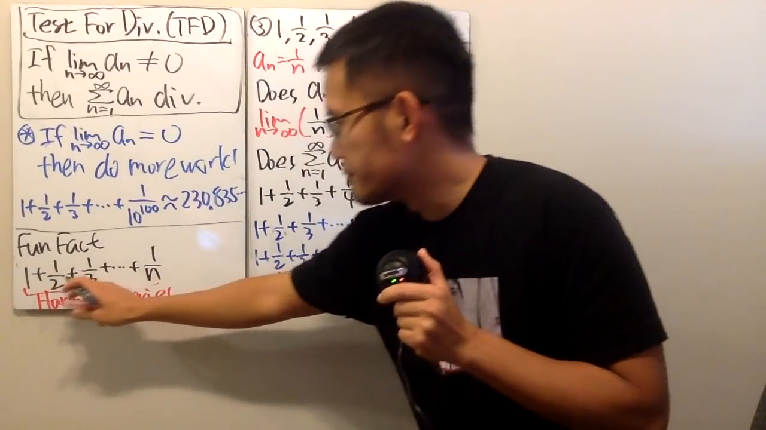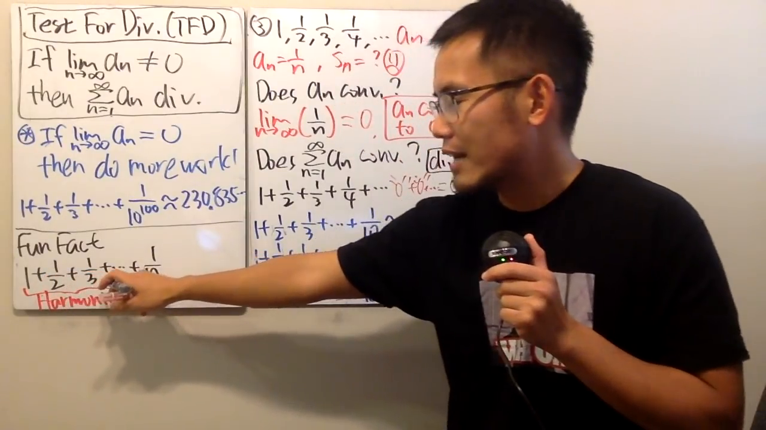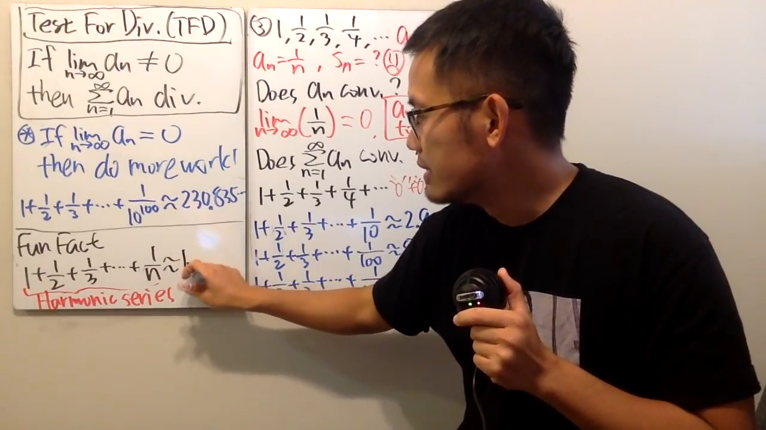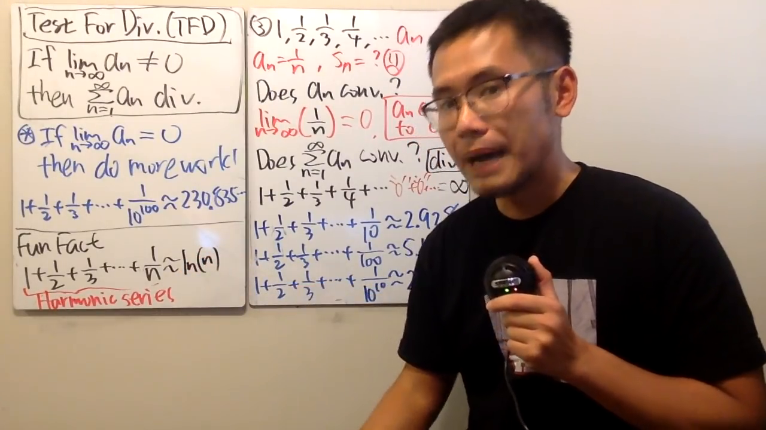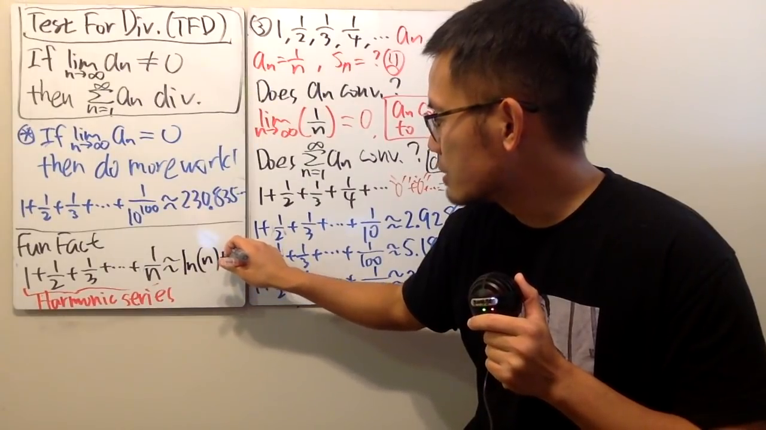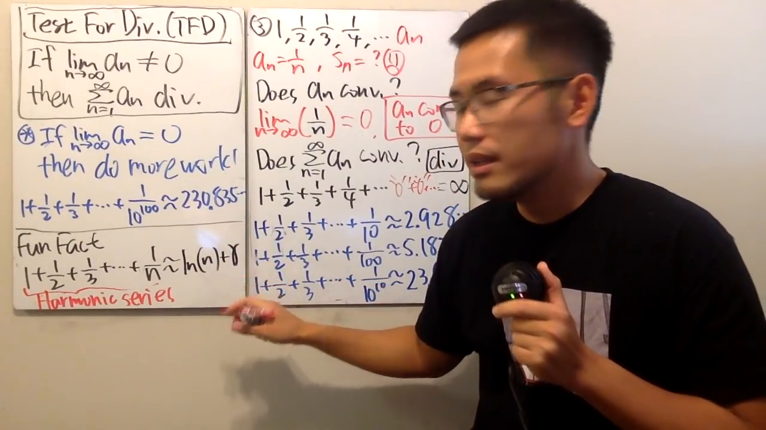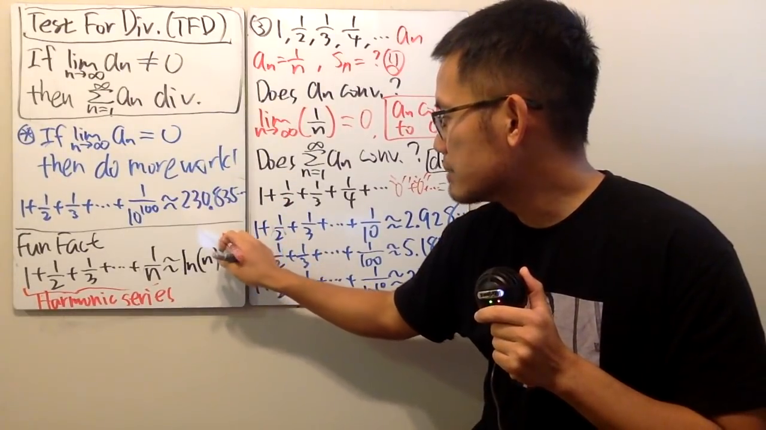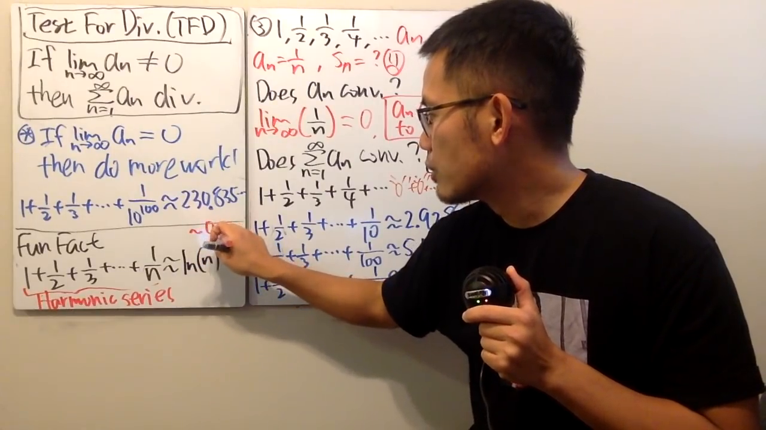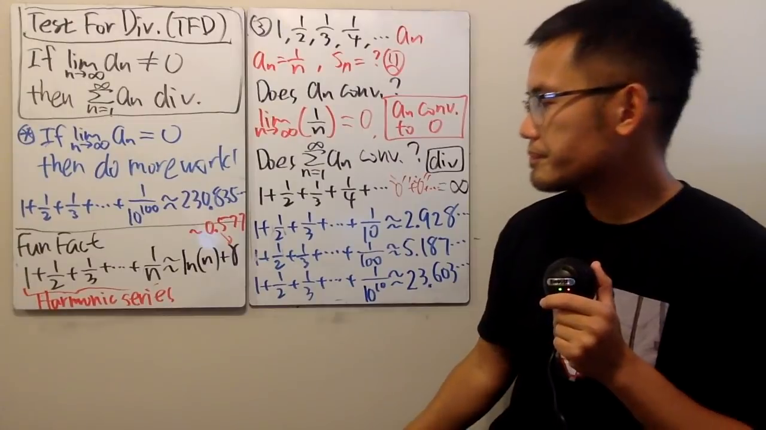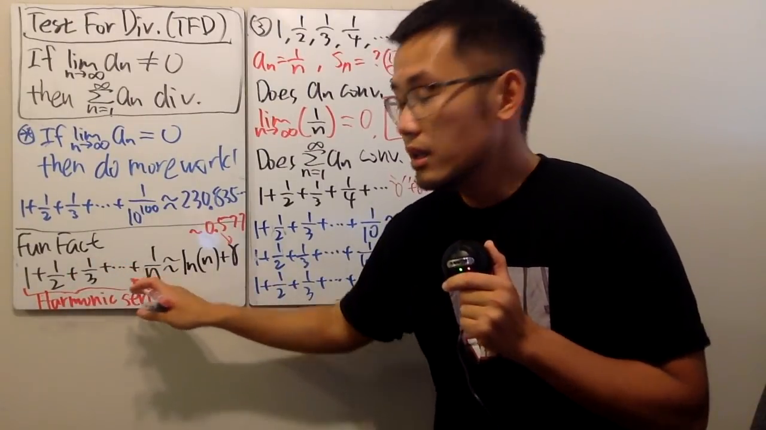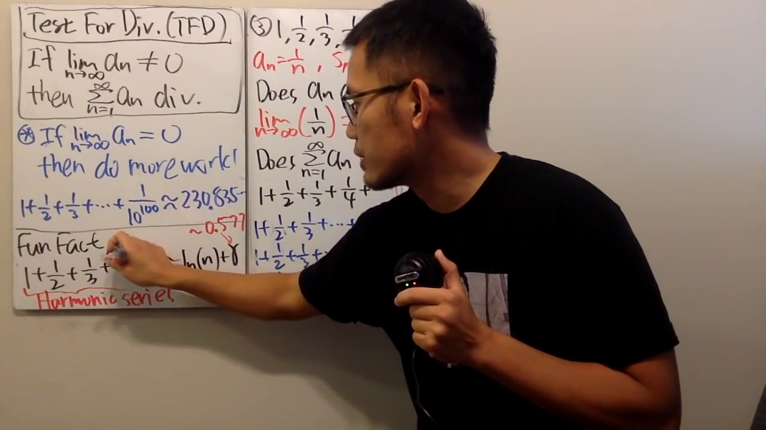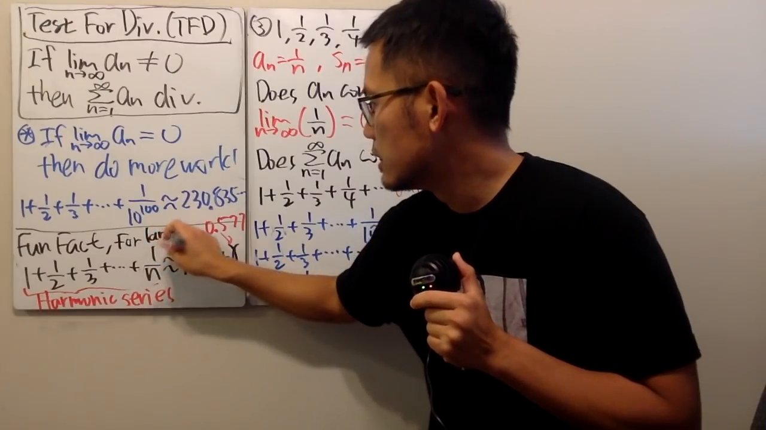But here's the fun fact for you guys. If you want to find the sum of 1 plus 1 half plus up to 1 over n, this is actually approximately equal to the natural log of n, but you have to add a special number, and that number is called gamma. This is Euler's constant gamma. Gamma is the Greek letter right here, and this is approximately 0.577, right? And this is in fact true when n is big, so I'm telling you for large n.